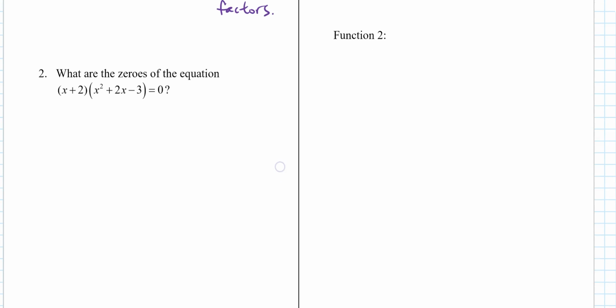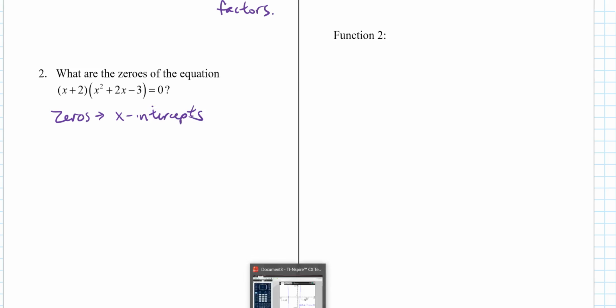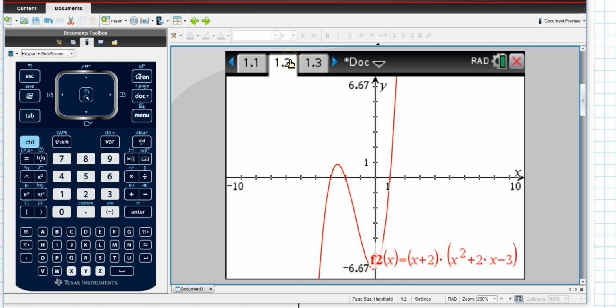Number 2, what are the zeros of the equation (x plus 2) times (x squared plus 2x minus 3)? Well, we know that zeros are really just where we have x-intercepts. So all I have to do is, once again, go to my graph. So here's my new graph. And I can see that there's 3 of them. There's 1, 2, 3 points where I cross the x-axis.